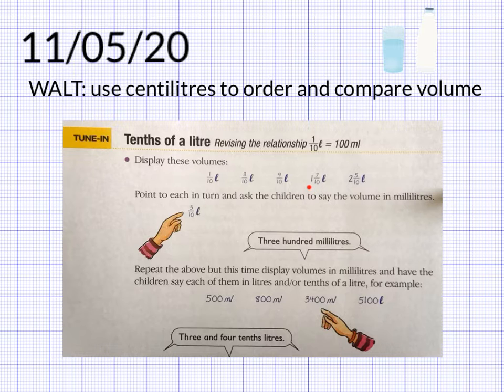So 1 whole is 1,000 millilitres. 7/10 is 700, so it's 1,700. What about this one? Can you work it out? 2,500. Have a look at the ones down here. Can you work out what they would be in litres?